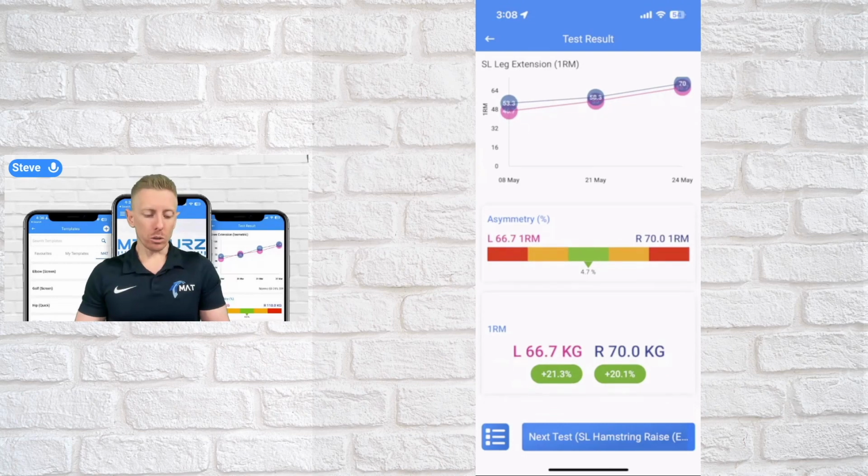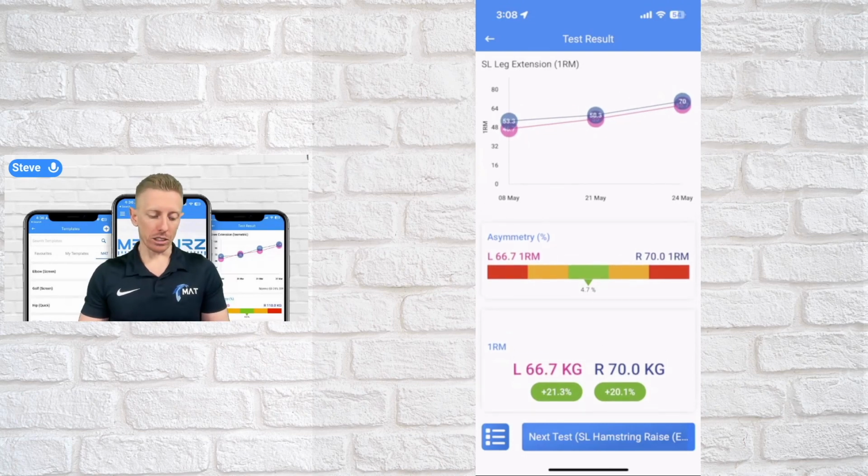In the bottom box, we get the direct comparison of the 1 rep maximum, but we also get the little indicator bar below to show the change since the last session. So again, you can really quickly and easily get a direct comparison, not only between legs, but towards the last session, both in a percentage and in a nice visualization of the graph over time.